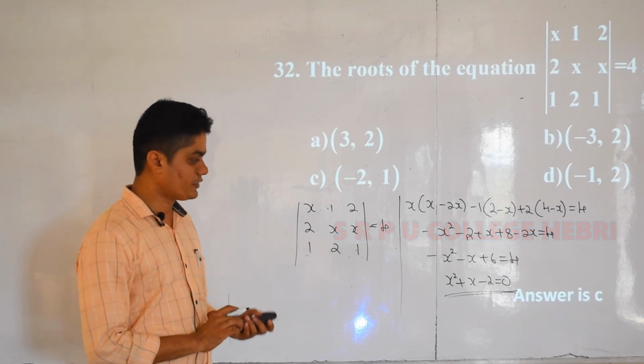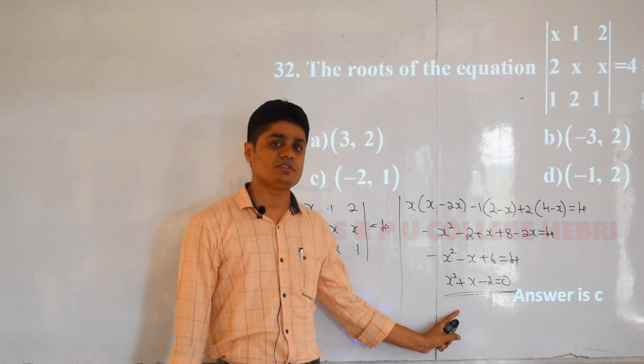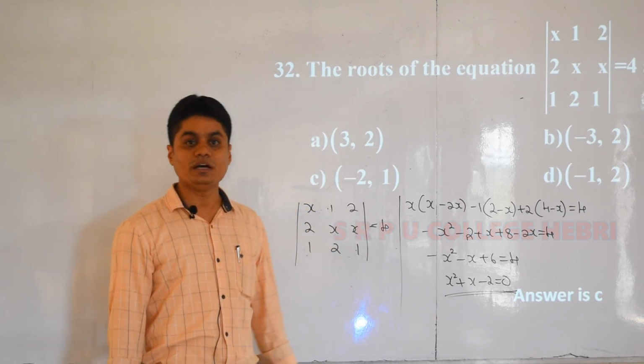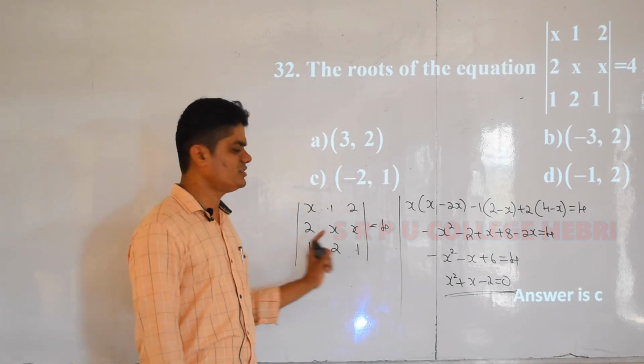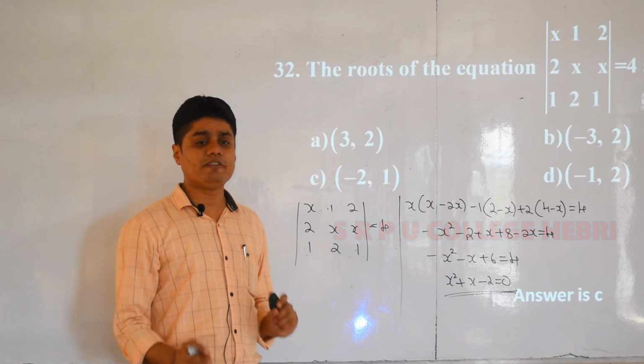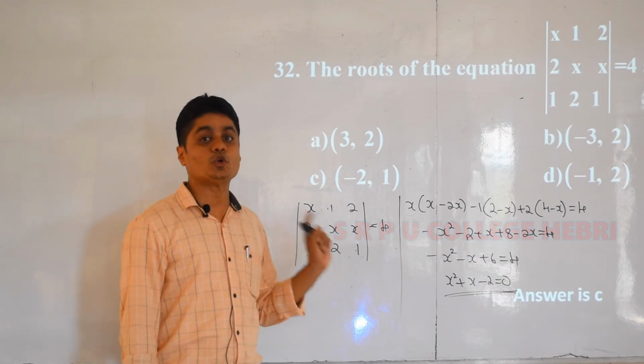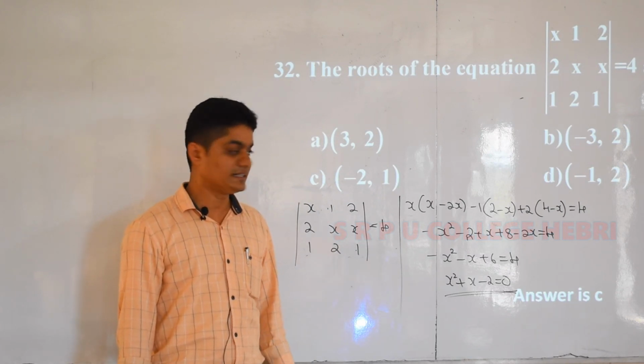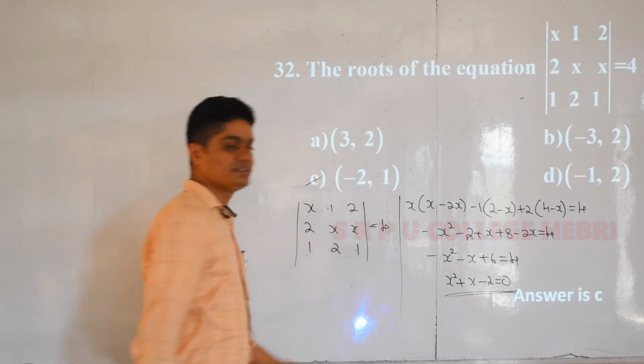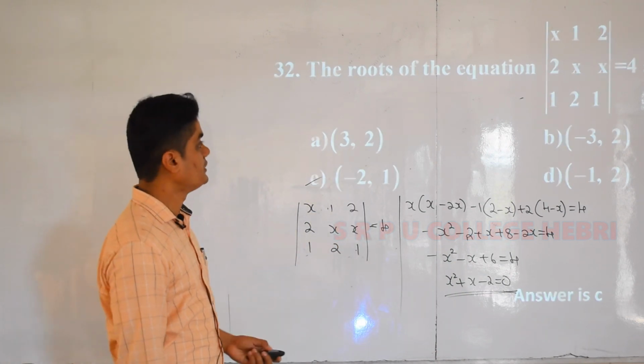Solving part I am leaving for you because it's a simple quadratic equation. If you solve, you will get minus 2, 1 as the answer. So it is a simple question: expand the determinant, find the values of x, that is the roots of the given equation. Is that understood? So it is option C. Got it? Very good. Next question.